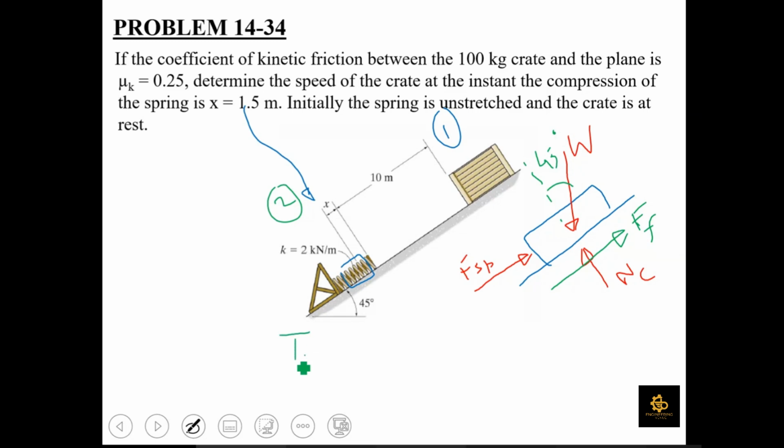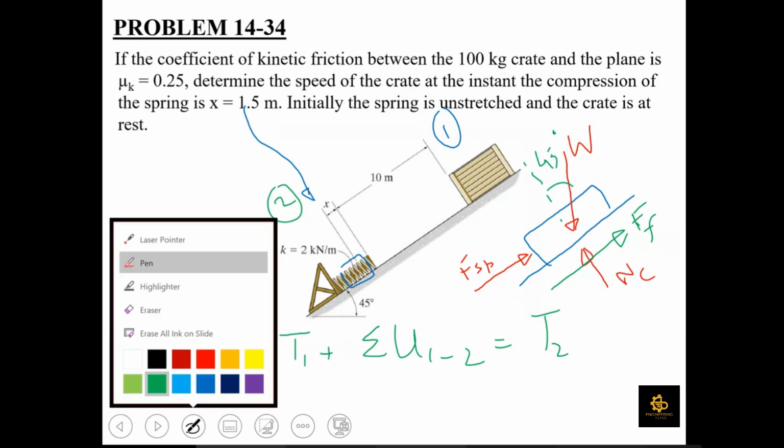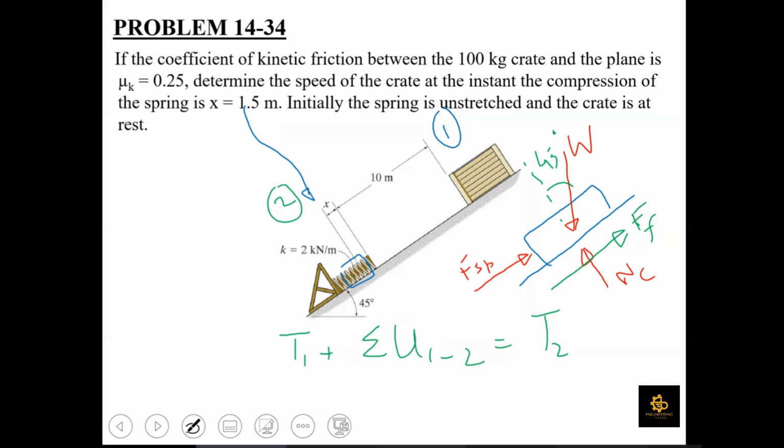So applying the principle of work and energy on this crate from position 1 to position 2, the work-energy principle says that the initial kinetic energy of this crate plus work done by all the forces in moving the crate from position 1 to position 2 should be equal to the final kinetic energy of this crate. Okay, what about the initial kinetic energy of the crate? Sir, 0. Since it is being released from rest at position 1, the initial kinetic energy of this crate is going to be 0.